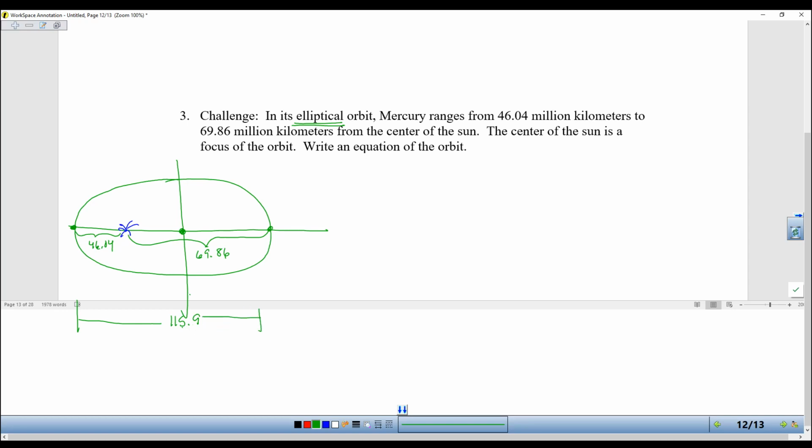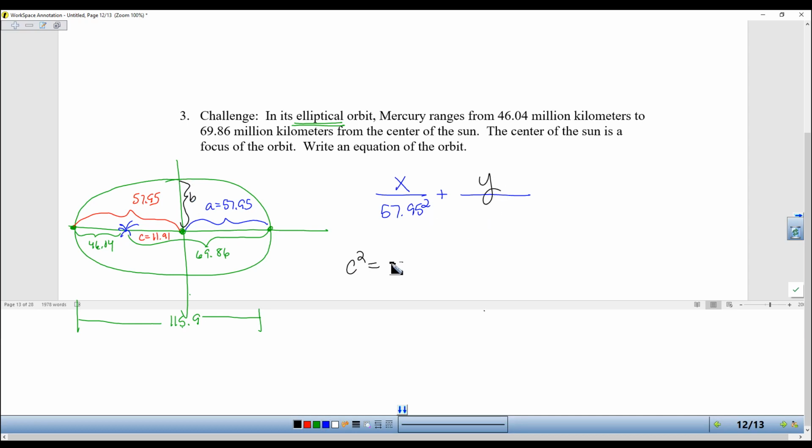115.9, which means that just this distance, which we're going to call a, is going to be 57.95. So if we're writing an equation right away in the x direction, 57.95 squared. Now here's the next tricky part. So now that I know that this distance is 57.95, it's also 57.95 on this side, which means now I can find c. So 57.95 minus the 46.04 is 11.91. And now that I have c, very long problem, I can use that to find this distance, b, which I need for my equation.